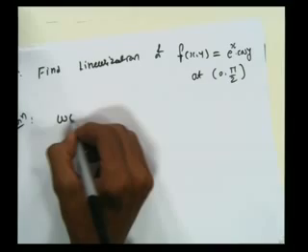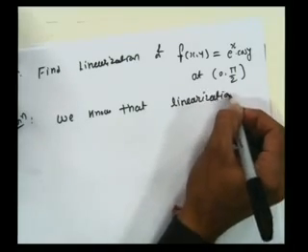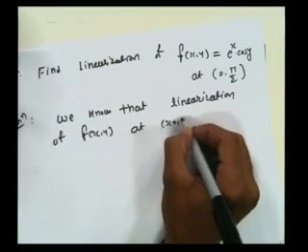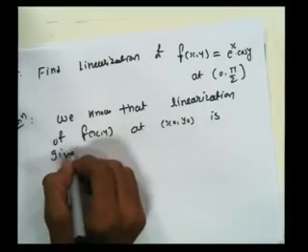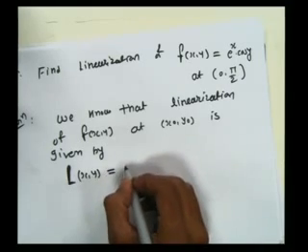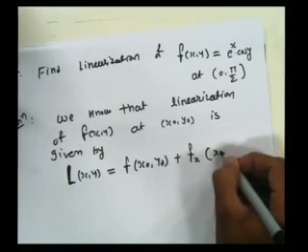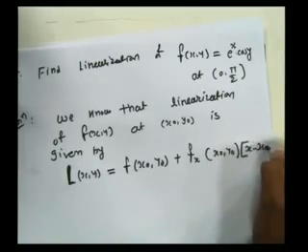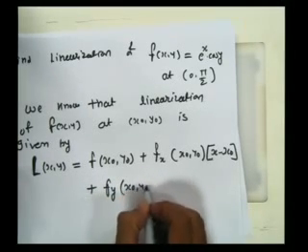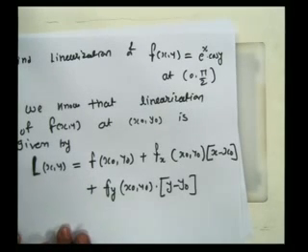First, we know that the linearization of any two variable function at any point x0 comma y0 is given by L of x comma y is equal to f of x0 comma y0 plus fx at x0 comma y0 into x minus x0 plus fy at x0 comma y0 into y minus y0. This is the formula to find the linearization of any function.